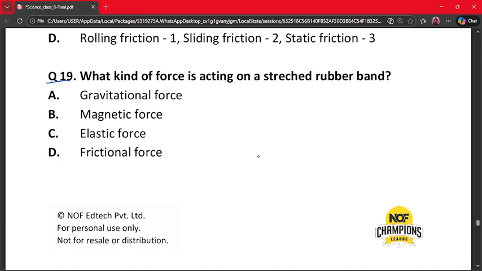The correct answer is elastic force because a stretched rubber band tries to return to its original shape. This restoring force is called elastic force.